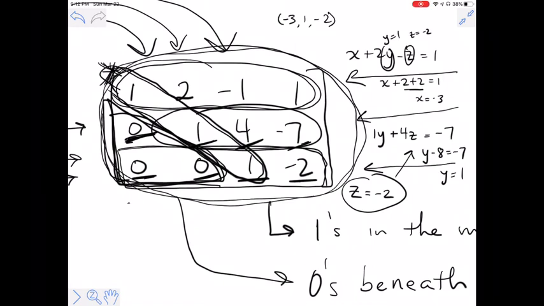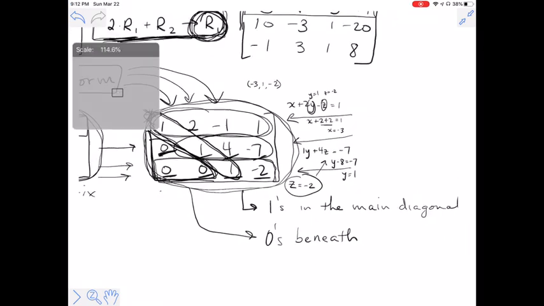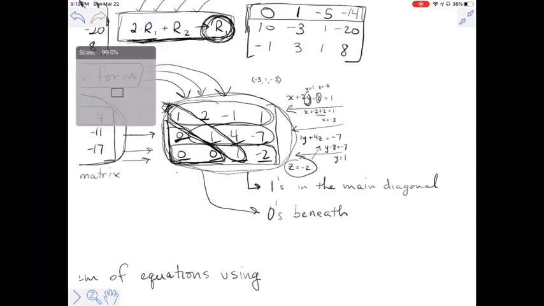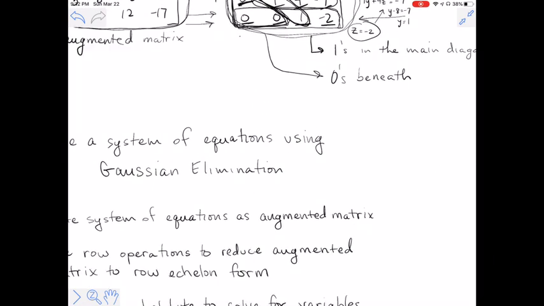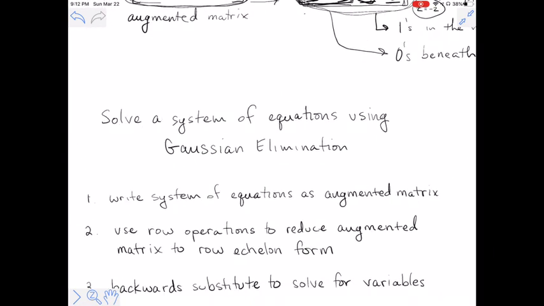So now let's look at this exact same problem from start to finish, starting with the system of equations. This is our last learning target. And like I said, this is the main one for this section: using Gaussian elimination and matrices to solve a system of equations.